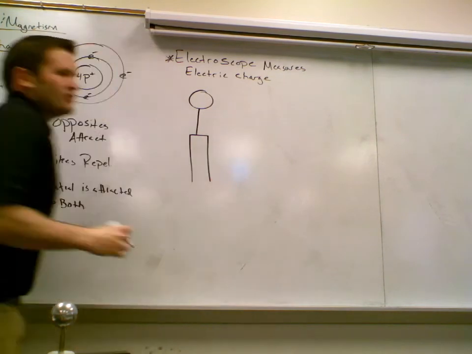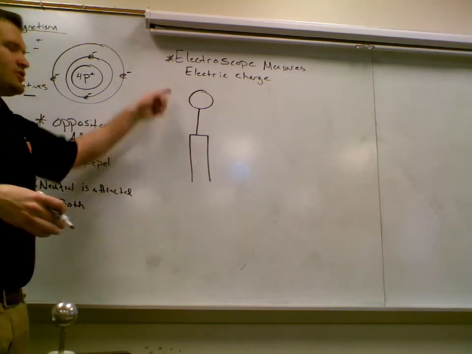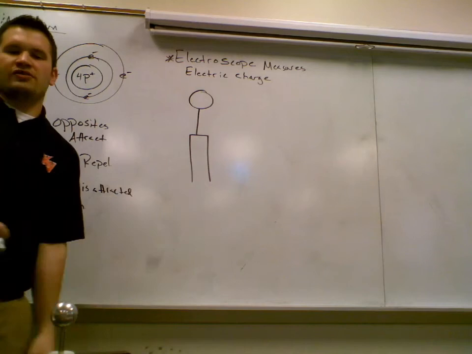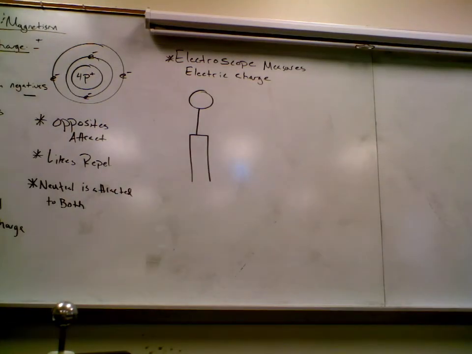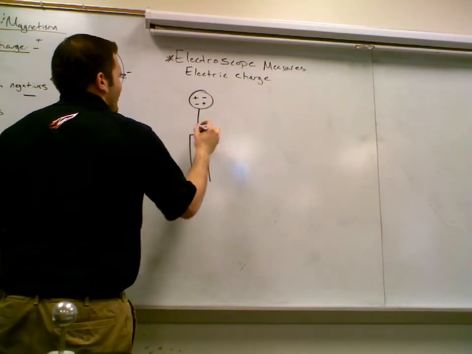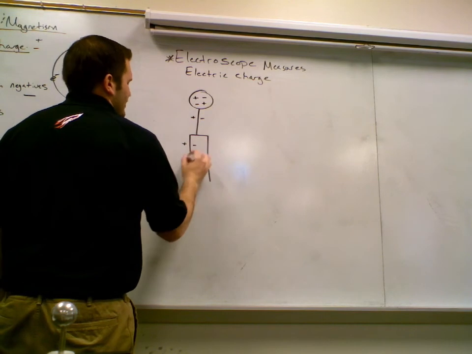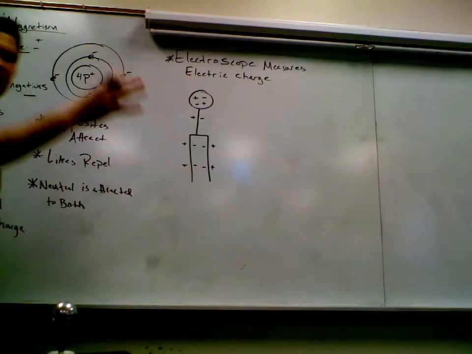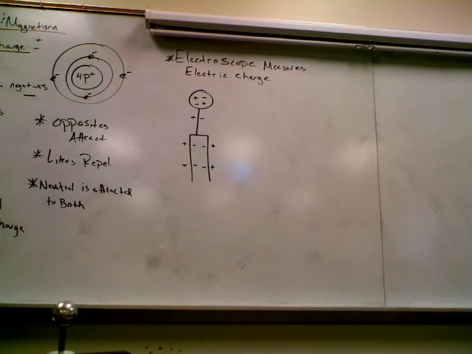Easy way to draw an electroscope: just draw a little sphere on top, a straight line down, a crossbar, and then 2 parts that hang down. These 2 parts that hang down are called the leaves. They're usually made of aluminum foil because aluminum is a conductor. Conductors let electrons flow. Sea of electrons. When this is neutrally charged, that means we have an equal number of positive and negative charges, electrons and protons.